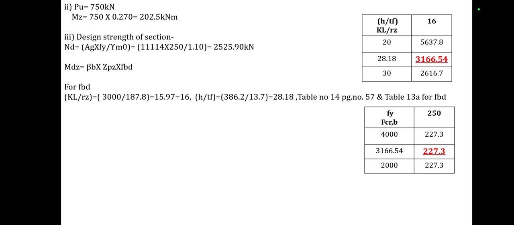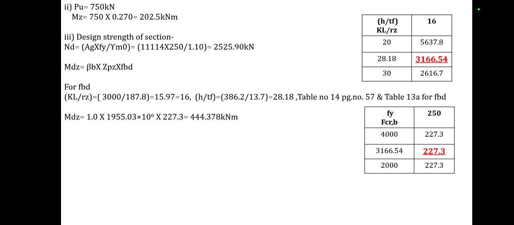3166.54. Then again we are interpolating the value for 3166.54 from table number 38. FCRB is equal to 3166.54, Fy is equal to 250. By interpolation we get the value as 227.3 MPa.